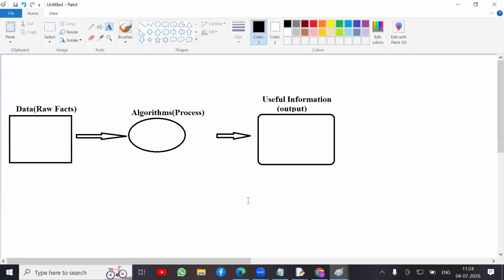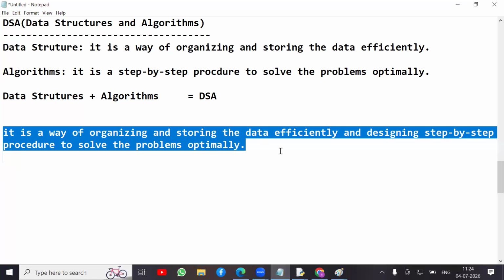Okay. Data is a raw fact that can be processed. We will get useful information. How to process? We are applying some algorithms. All of you clear? This is about DSA definition, data structures and algorithms. It is a way of organizing and storing the data efficiently and designing the step-by-step procedure to solve the problem optimally.